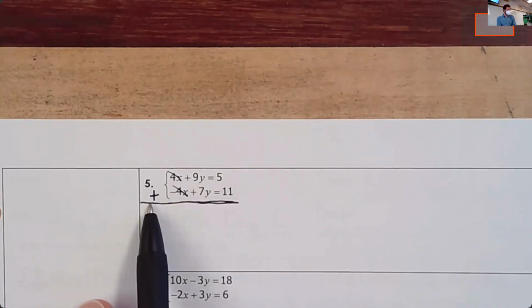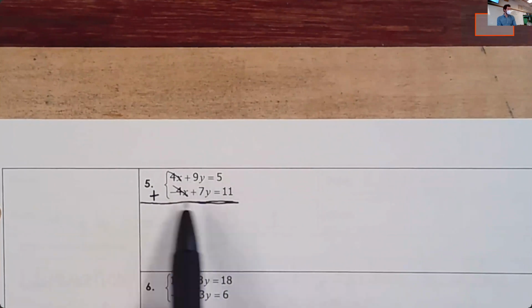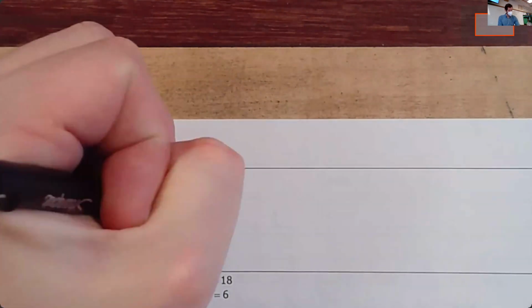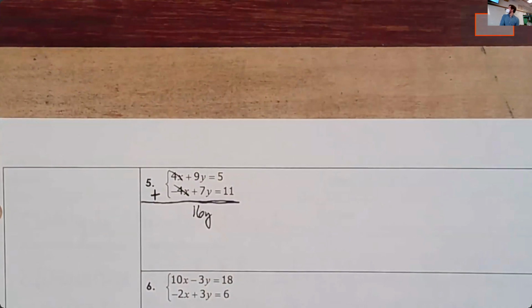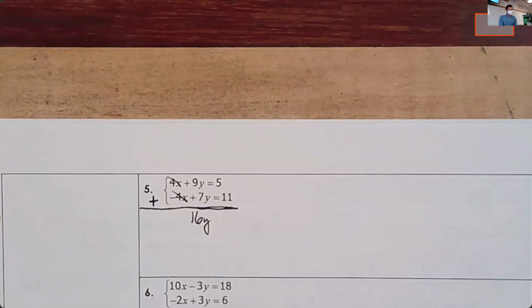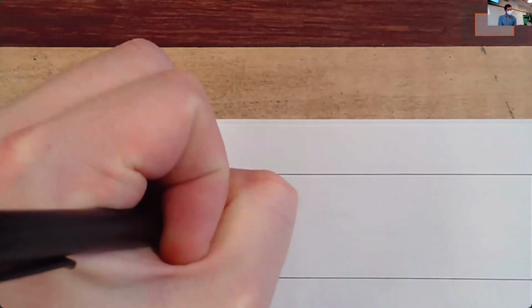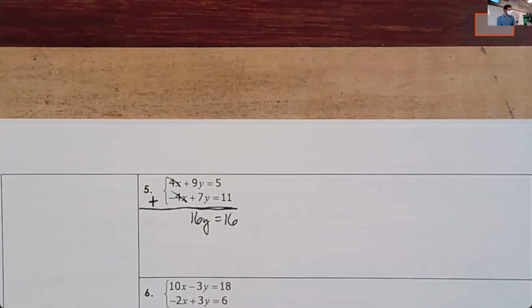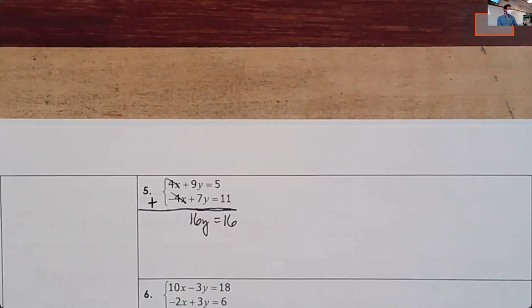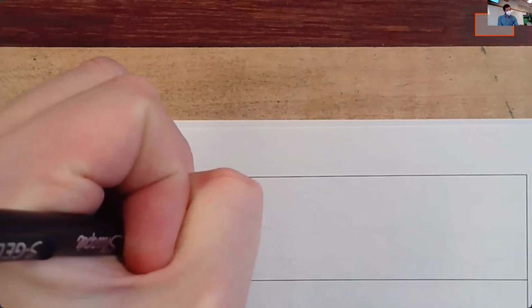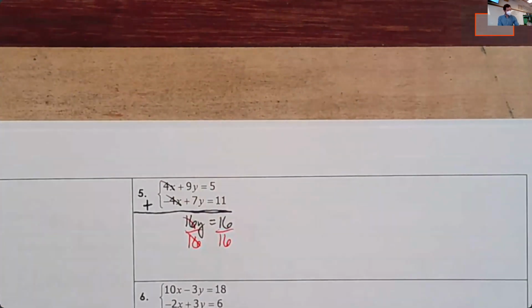9y plus 7y. So we're adding this time. 9 plus 7 is 16, so that's 16y. And then 5 plus 11 is 16. So you get 16y equals 16. All right, so it's the same value of y as the last problem. Divide by 16 and y equals 1.